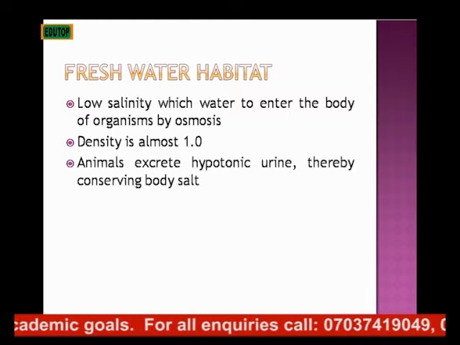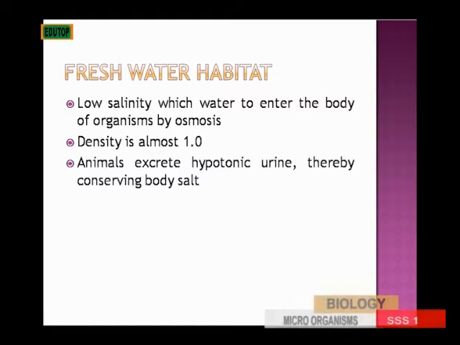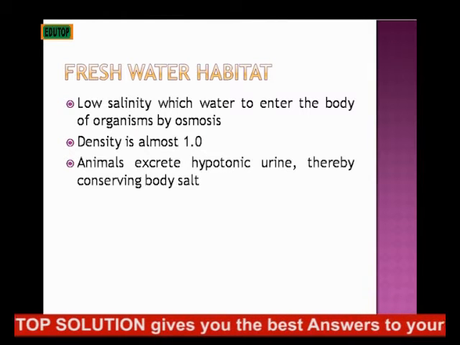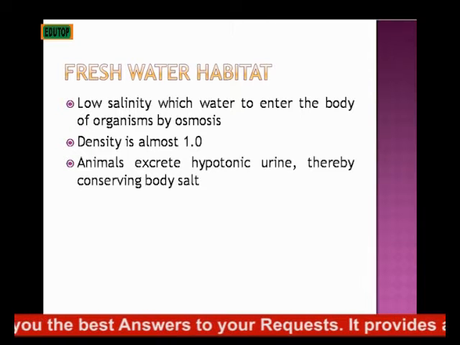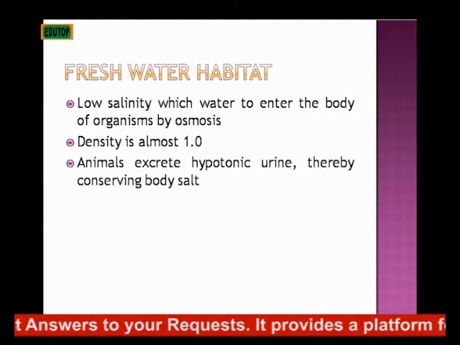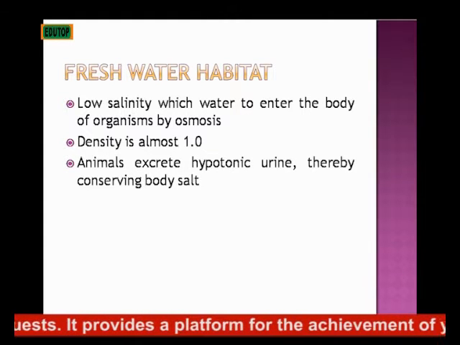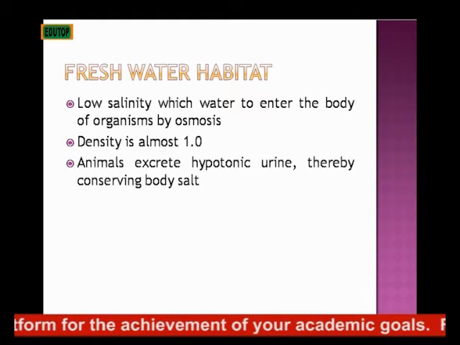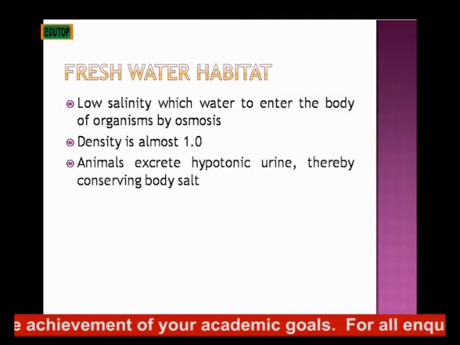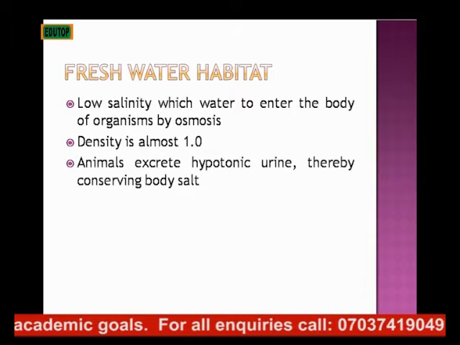There is low salinity. There is low salt content in freshwater habitat compared to salt water. So water enters the body of organisms by osmosis. Then in freshwater habitat, the density is almost 1.0. Then animals in the freshwater habitat excrete hypotonic urine, thereby conserving their body salt.